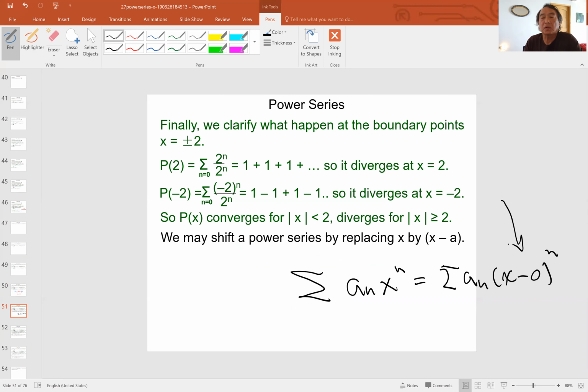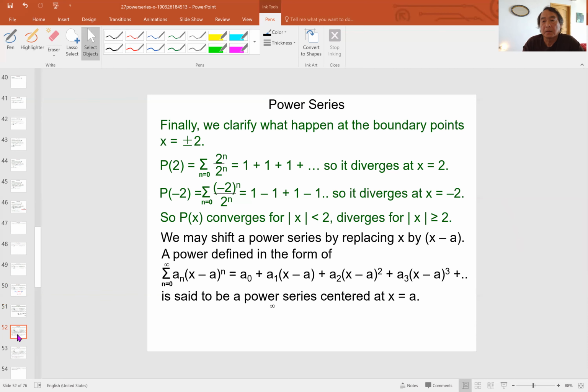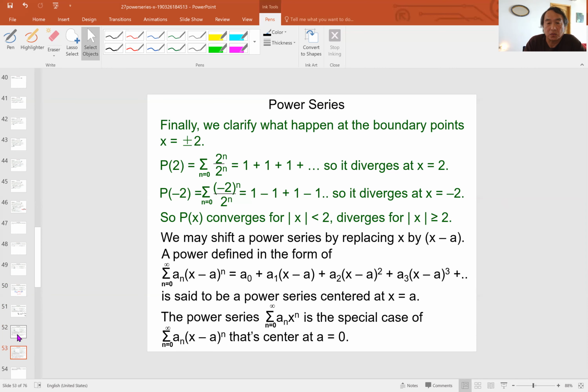Now, if I want to look at a different type of power series where it's not centered or concentrated at 0, but at some number a, to the nth power, we can write this type of power series where it centers at a, some arbitrary number a, whatever we want it to be. You will see later on how we're going to use these two types of power series. We call this a power series centered at x equal to a.